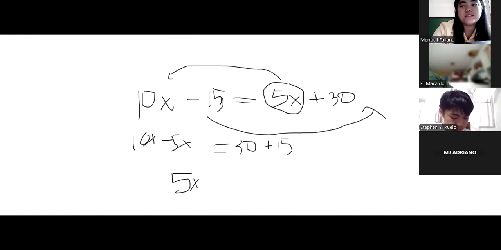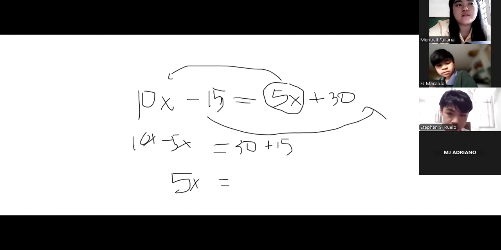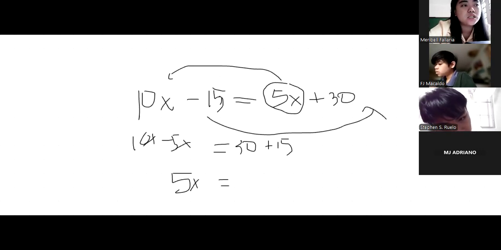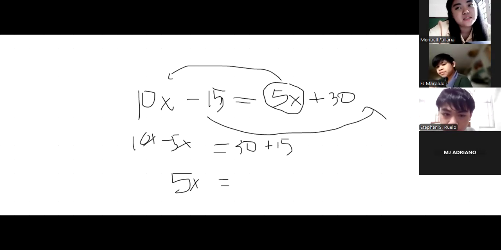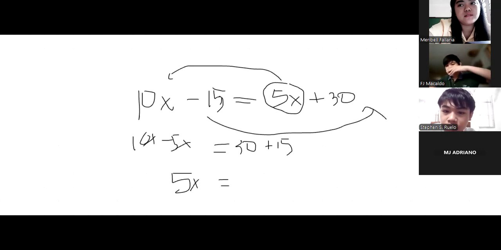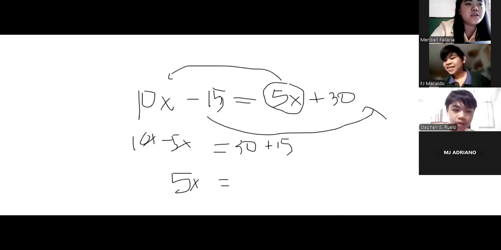Equal to 30 plus 15. What is it? 30 plus 15 is 45. So 45 divided by 5, what is the answer?